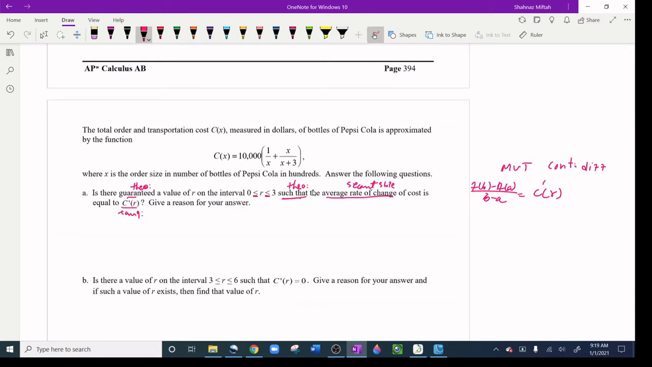So if you pay attention, it says average rate of change, like f of b minus f of a over b minus a, is equal to c prime of r. This is the mean value theorem, and the conditions for the mean value theorem are that it has to be continuous and differentiable. For continuity, you can check 0 and 3 since they are included. You can plug in 0 here and plug in 3 here. When I plug in 0, you can tell it's undefined. So if it's undefined, then it's not continuous on 0 to 3.